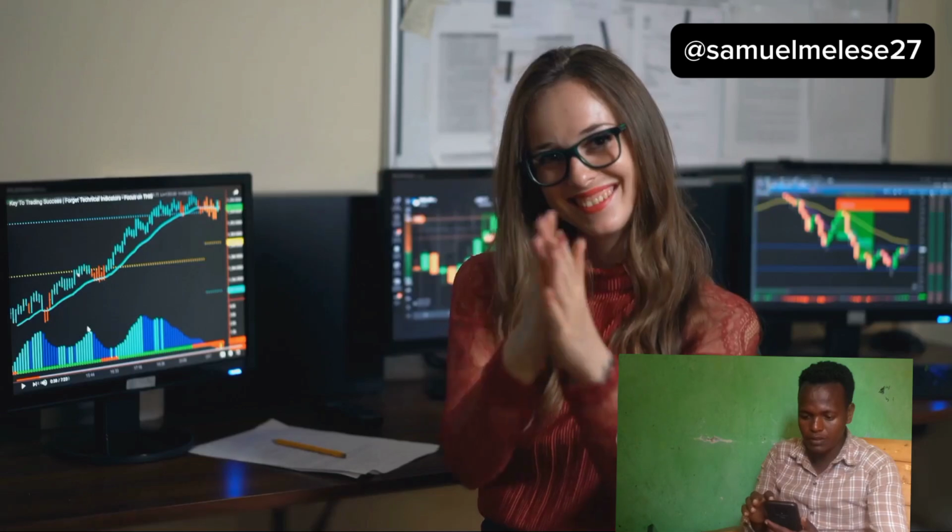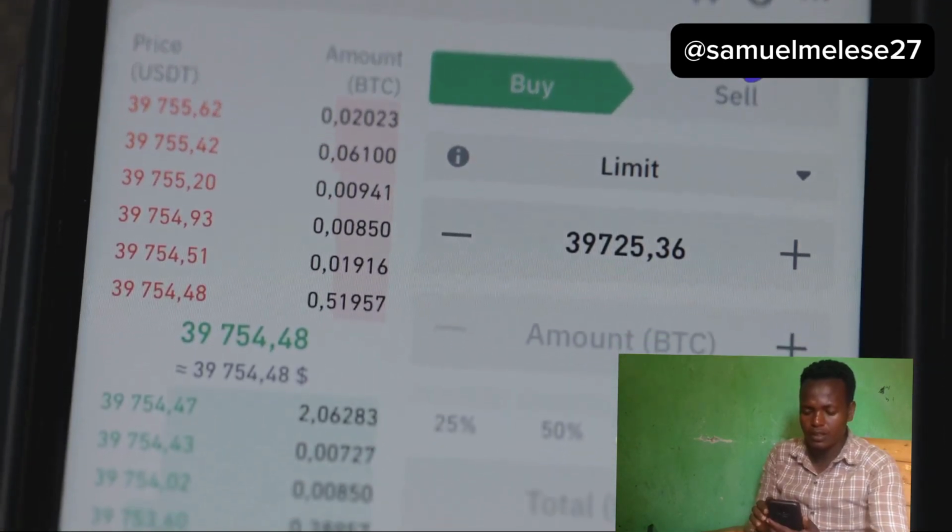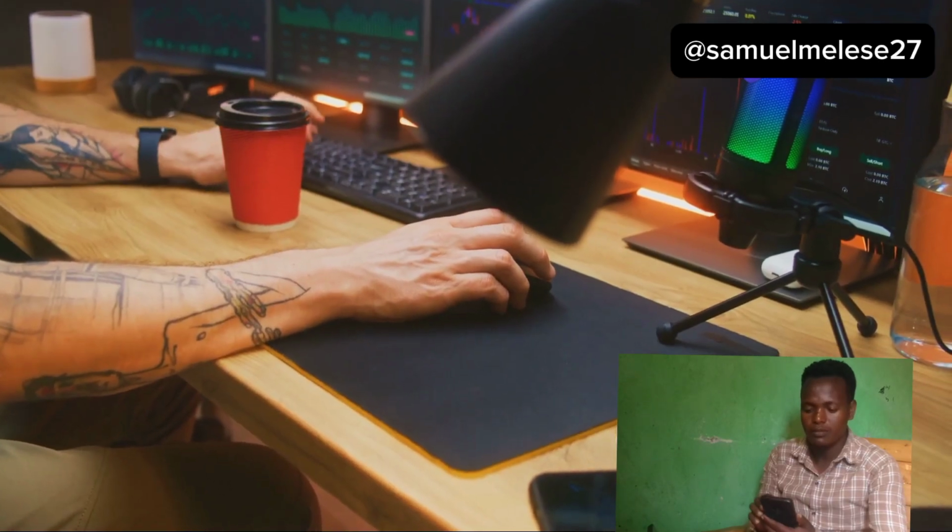Waiting for lengthy transfer confirmations can mean the difference between profit and loss. Fast transfers are not just a convenience, they are essential for success in the crypto market.